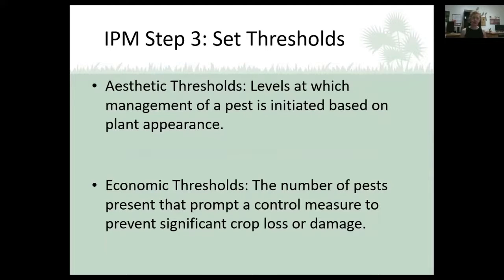Step 3, setting thresholds. So for horticulture, I know that and for agriculture, I know that there's aesthetic thresholds, and then there's also economic thresholds. So aesthetic thresholds are levels at which management of a pest is initiated based on plant appearance. And economic thresholds are the number of pests present that prompt a control measure to prevent significant crop loss or damage. So according to these different thresholds, usually economic thresholds will have more give than an aesthetic threshold would have, because you can aesthetically have some uglier crops and they're still actually economically producible.